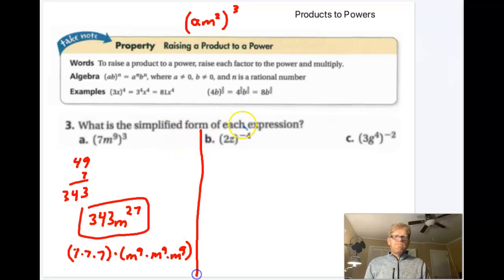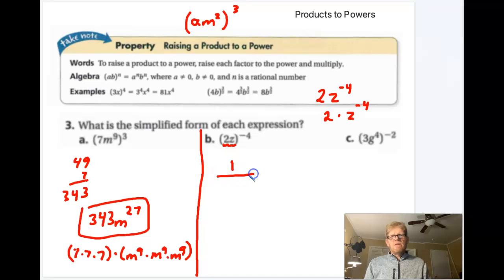Let's take a look at letter B. We're going to raise everything that is inside the parentheses, this product, to the negative fourth. Now note, if you had 2z to the negative fourth, that's not the same thing. That's 2 times z to the negative fourth. This is bringing everything inside to the negative fourth power. So we wind up with 2z to the negative fourth.